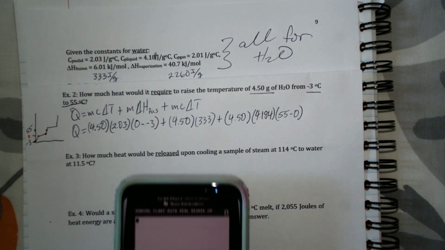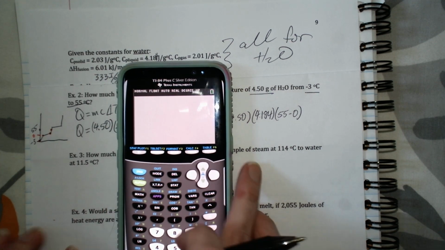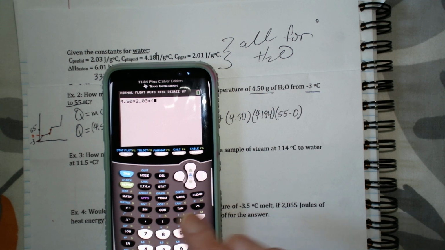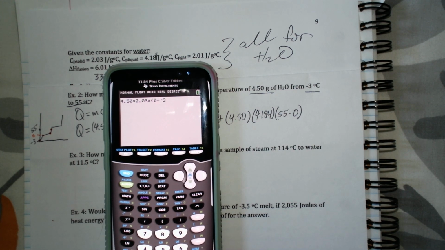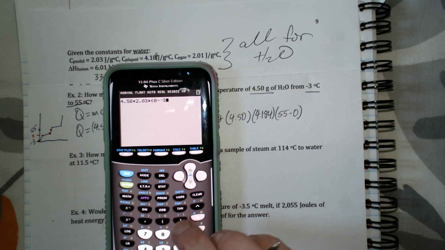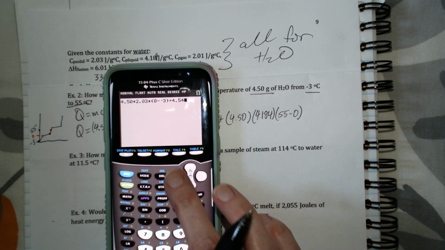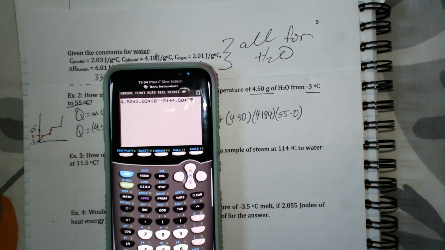All right, so then we stick it all in our handy dandy calculator, okay? So I'm going to do 4.50 times 2.03 times, and you could do it in parentheses if you want, 0 minus -3. Just make sure you put the negative sign and not the minus sign a second time because you'll get an error. All right, plus 4.50 times 333 plus 4.50 times 4.184 times, and you can do in parentheses if you want, 55 minus 0. Okay, and we get that number.